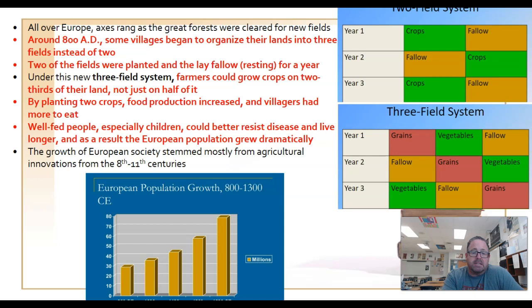So presto, look at this little graph down at the bottom. All right, so what does it say? What's it show? It shows that the population grew from the year 800 to 1300. Okay, and the number that we're looking at is 75 million. So you need to know that at the beginning of this course, the population of Europe was 75 million.